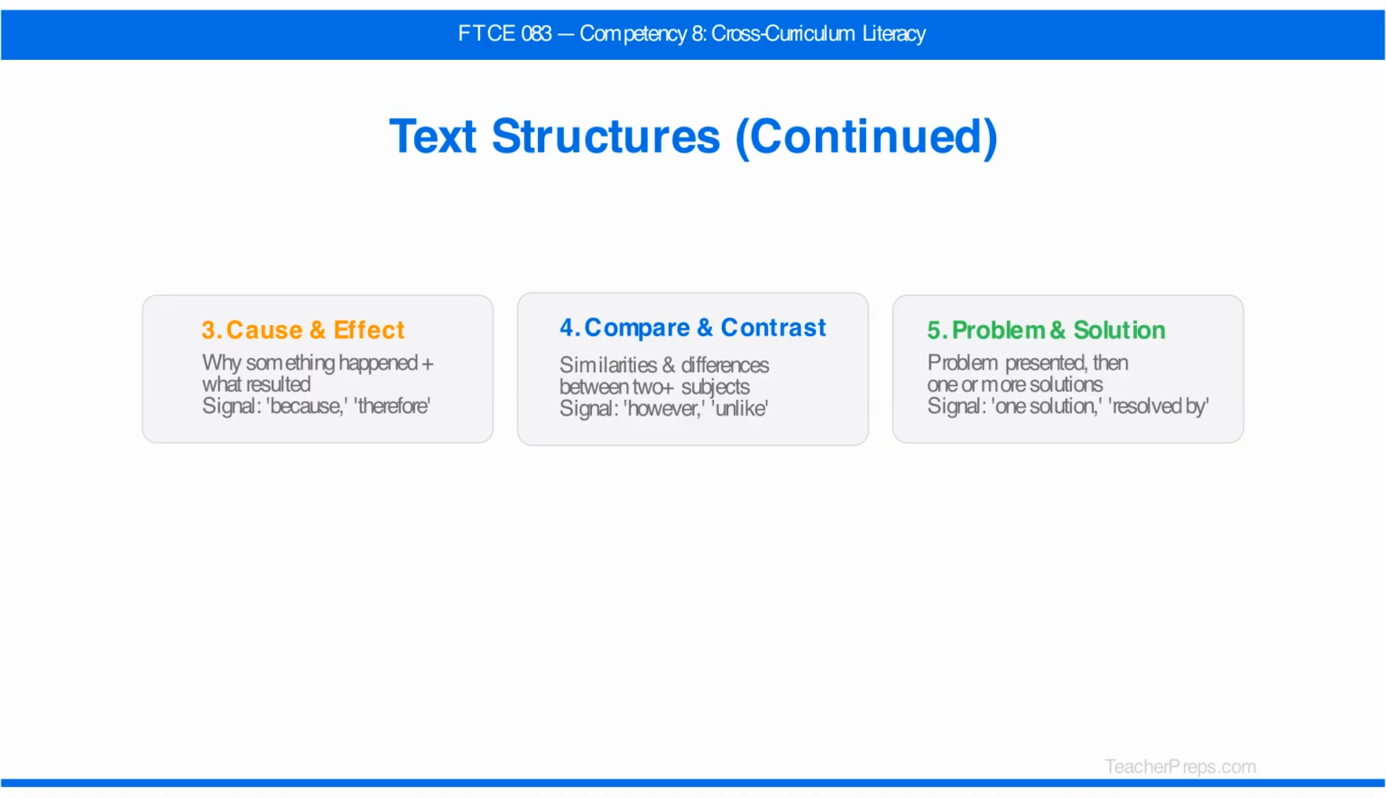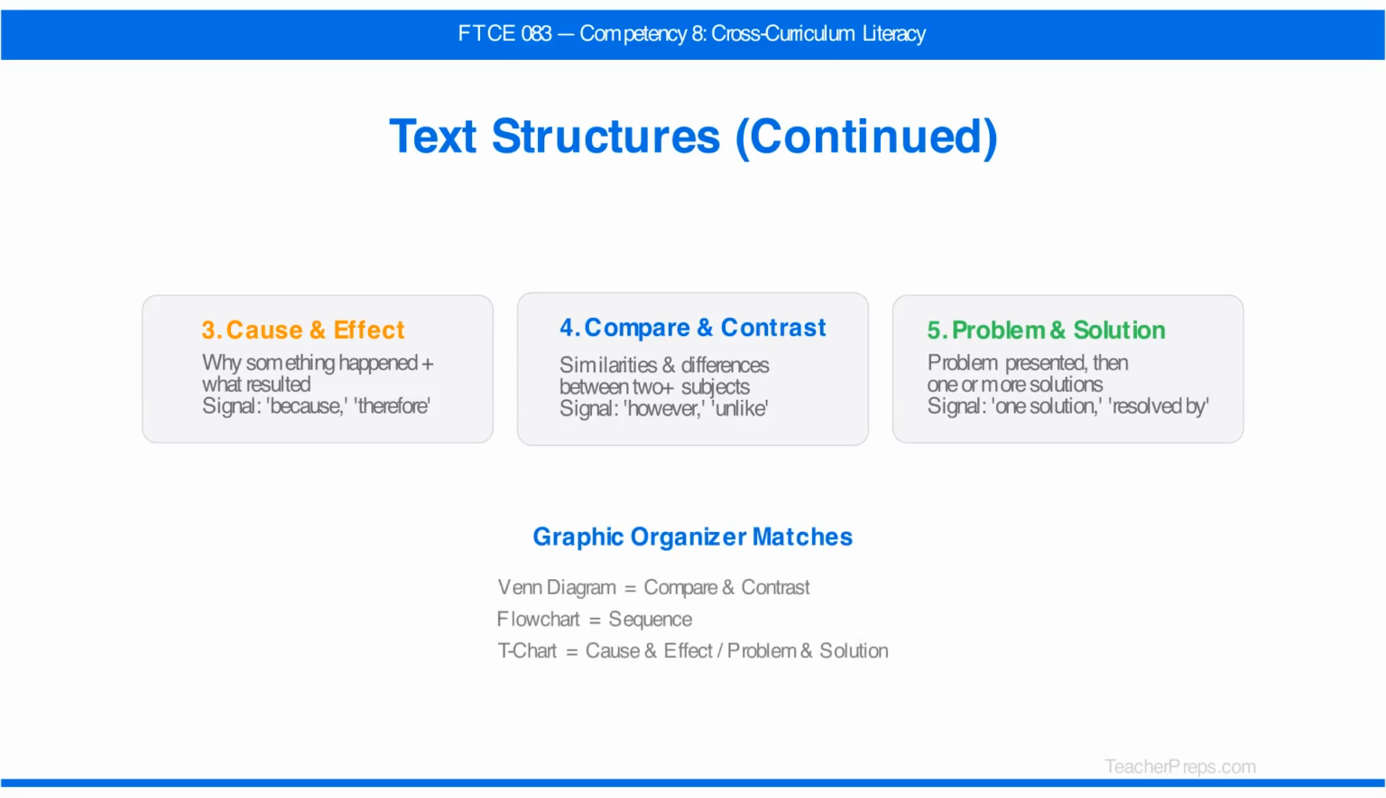The fifth structure is problem and solution. The author presents a problem and then describes 1 or more solutions. For example, a health text describing childhood obesity as a problem and then proposing nutrition education and increased physical activity as solutions. Signal words include the problem is, one solution, as a result, and this was resolved by.